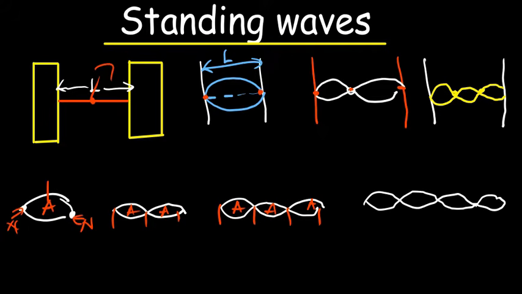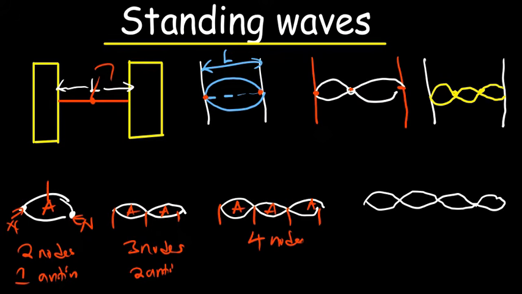So you discover to say the first part here, we have got two nodes and one antinode. The second part here, we have got three nodes and two antinodes. The third part here, we have got four nodes and three antinodes. Then this one, we have got 1, 2, 3, 4, 5 nodes and 4 antinodes, which is 1, 2, 3, 4. So we can clearly say that we can come up with a formula.